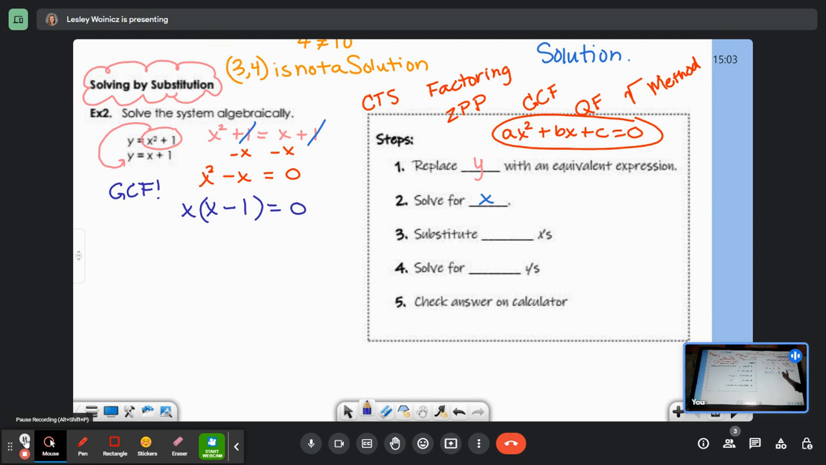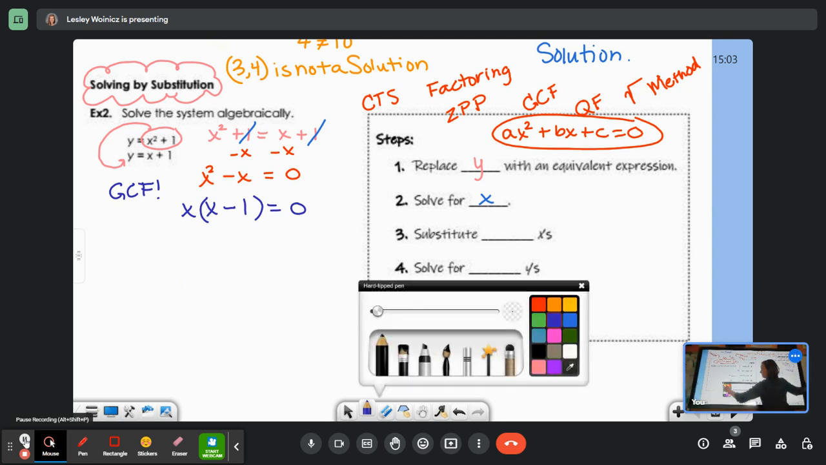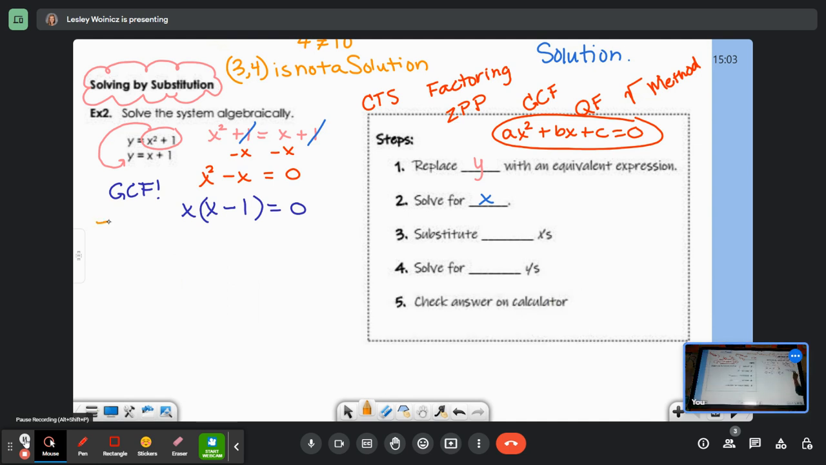Now I have two beautiful factors set equal to 0. What am I ready for? Yes, the ZPP. So I know that x must equal 0, and I know that x minus 1 has to be 0. So my first x is just 0, right? Duh. What about this one? 1.